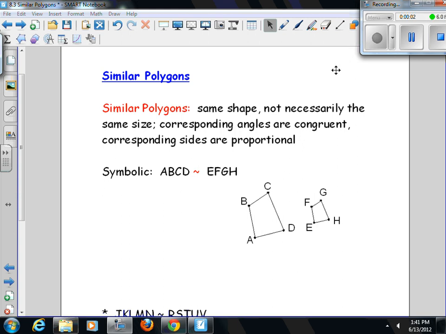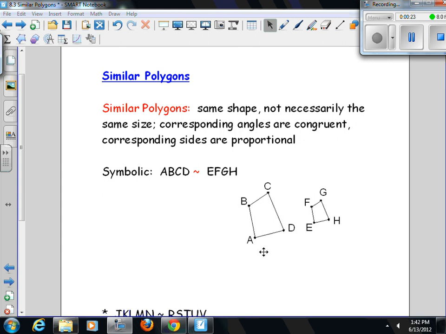In today's lesson, we're going to be talking about similar polygons. Similar polygons are the same shape, but not necessarily the same size. Corresponding angles are congruent, and corresponding sides are proportional.